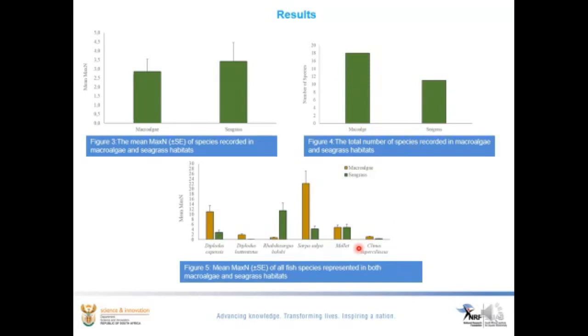For species common in both habitats, the relative abundance of mullet and klipfish was not significantly different. The relative abundance of blacktail, zebrafish, and streepie was significantly higher in macroalgae habitat compared to seagrass habitat. Relative abundance of Cape stumpnose was significantly higher in seagrass habitat.